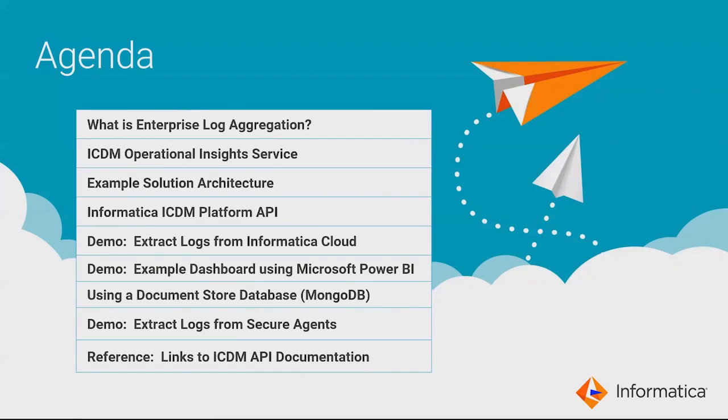We'll go through a demo of how to extract logs from the Informatica Cloud. We'll walk through an example dashboard that we created using Microsoft Power BI, just as an example, and show some of the insight that you can derive based on these enterprise logging tools. Then we'll show you how you can go about building your own logging solution using a document store database such as MongoDB with the canonical data model based on Log4j. My colleague Jim will walk us through a demo on this, extracting logs from the security agents and uploading them into MongoDB.